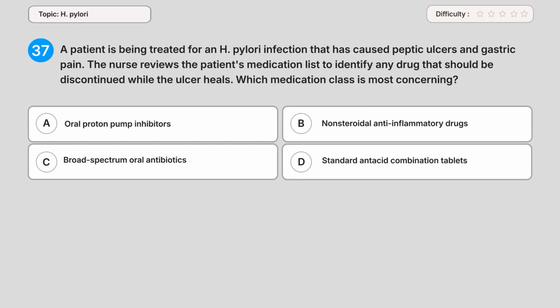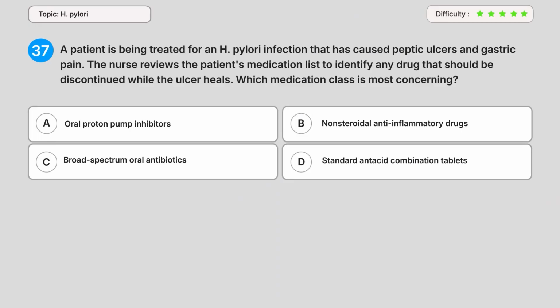Question 37. A patient is being treated for an H. pylori infection that has caused peptic ulcers and gastric pain. The nurse reviews the patient's medication list to identify any drug that should be discontinued while the ulcer heals. Which medication class is most concerning?